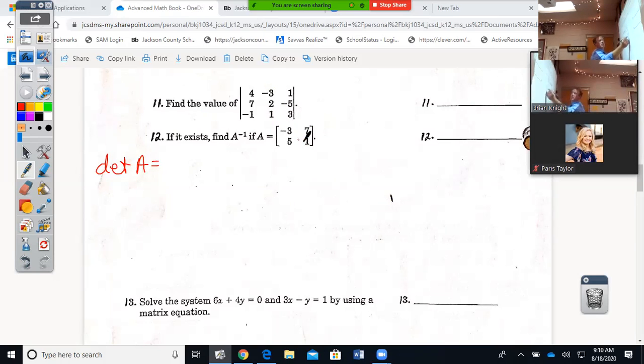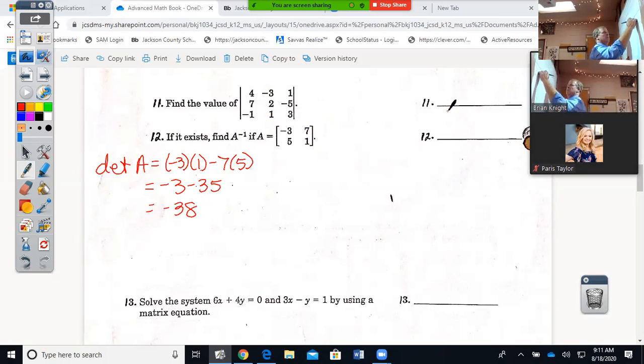And remember, to do that, we're just doing -3 times 1 minus 7 times 5. That is -3 minus 35, -38. So is that 0? Nope. So we can continue. Okay. So my answer is going to be 1 over -38. Remember, it's 1 over the determinant. And then from there, it's just switching things around.